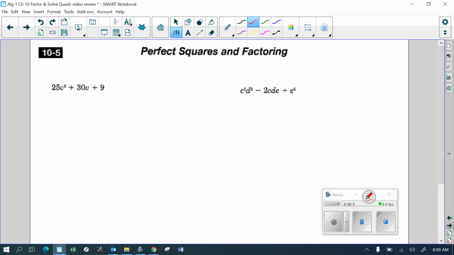Perfect squares in factoring. So if I have a trinomial, the first thing I want to look for is a perfect square, PS for perfect square trinomial. And how do I look for that?